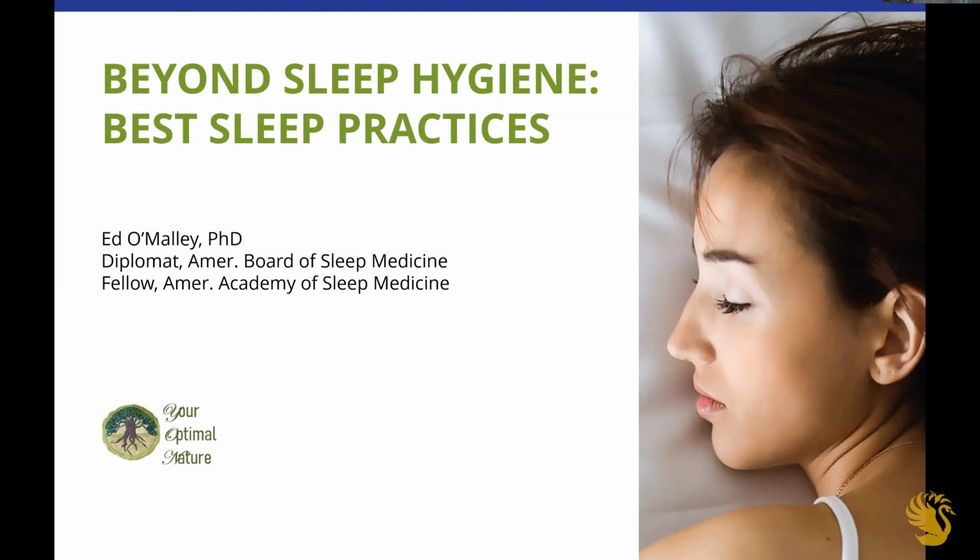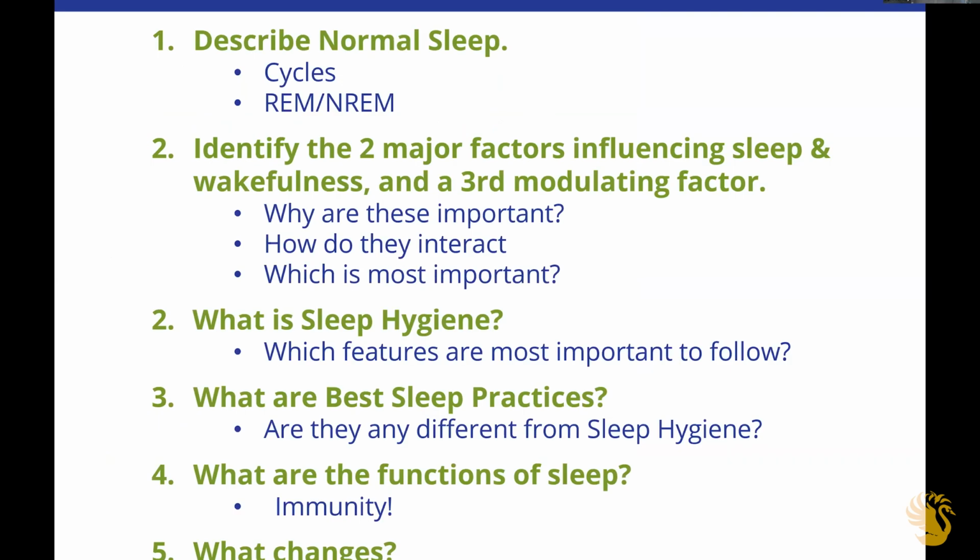So this is what I call Beyond Sleep Hygiene, where I talk about the best sleep practices. And it helps to have some of the science underlying it. So I'll talk about first what normal sleep looks like, the cycles that move throughout the night, REM and non-REM, what they do, and then talk about these two major factors that influence our ability to be asleep or awake at any given time. And then there's this third modulating factor, this wild card we have to deal with as well.